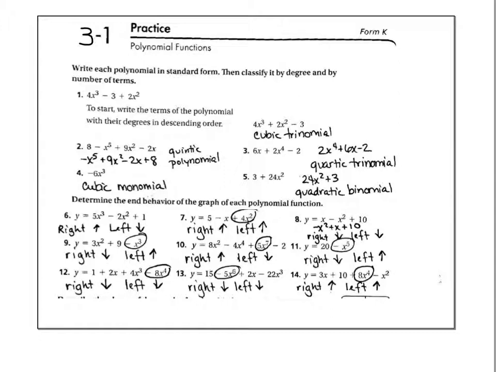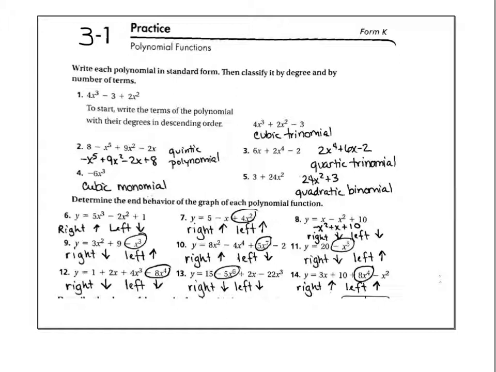Checking your homework answers. We were writing the first ones into standard form and then classifying by degree and by number of terms. So highest exponent to lowest, making sure you take your positive and negative signs with you. Number 4, one term, it's already in standard form, the cubic monomial. Don't forget number 2, anything that has more than 3 terms is just referred to as a polynomial.